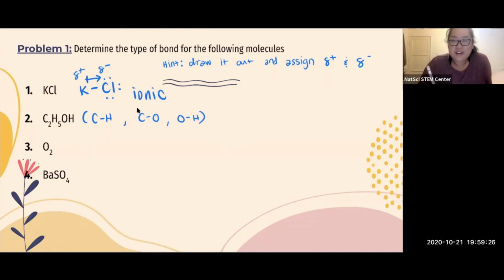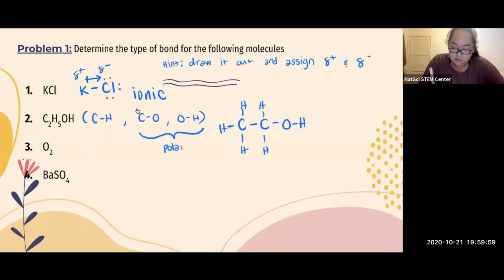Okay. The second one, I knew that the difference between carbon and hydrogen is pretty small, so it can be considered non-polar. Yeah, so I'll just draw it out. Between carbon and hydrogen, it's non-polar covalent. The same thing goes with oxygen and hydrogen. These two are polar covalent. This is non-polar.